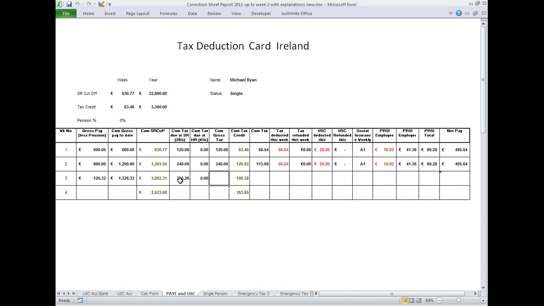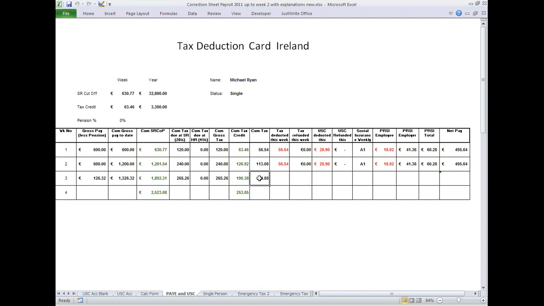And his gross tax is the 20% plus the 41%, and that's of course going to be the same as just what he earned there. Now, his gross tax due year to date is 265.26, but his cumulative tax credit year to date is 190.38. So we take that from that, and that gives us his net cumulative figure, which is 74.